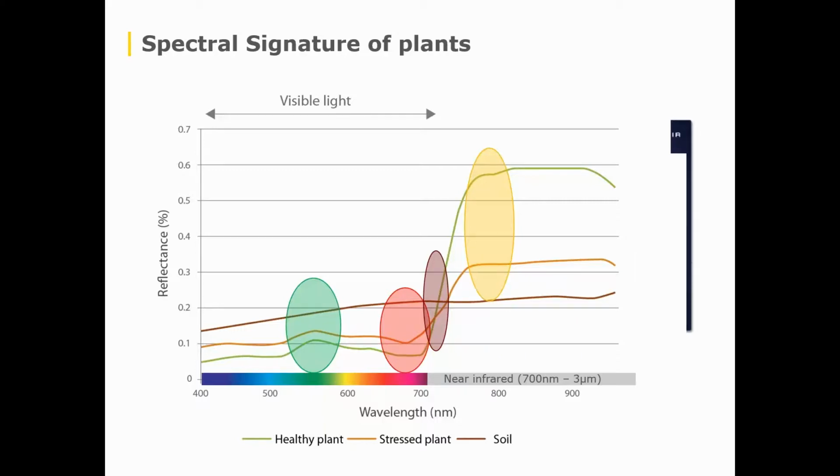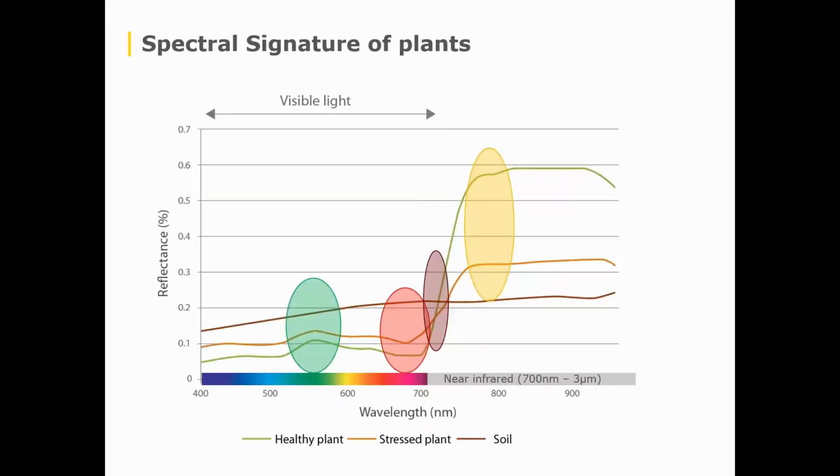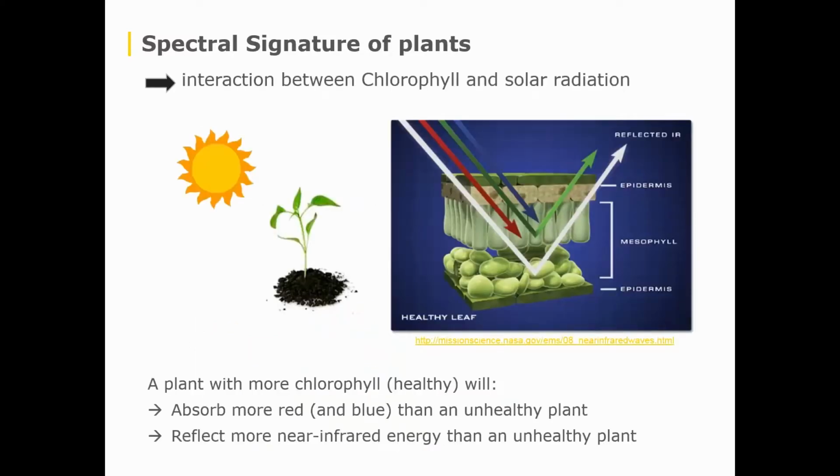Now, why do we have this type of curve? There is a big interaction between chlorophyll and solar radiation. A healthy plant absorbs strongly, because it contains a lot of chlorophyll, it absorbs red and blue, reflecting green and near infrared. Near infrared is reflected more strongly than the green, as we saw here in the signatures. But the near infrared is not within the visible spectrum, so we don't see that near infrared reflection. The green, on the other hand, we see. So our eyes perceive a healthy plant as green.